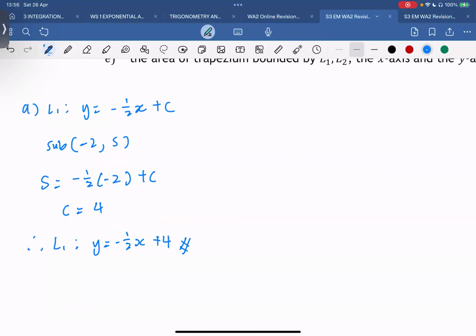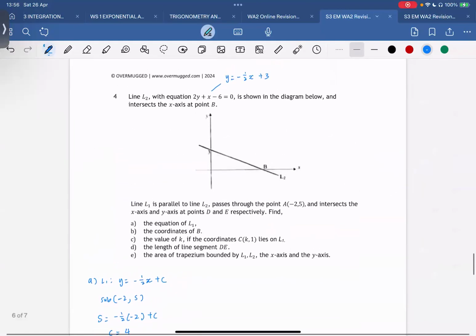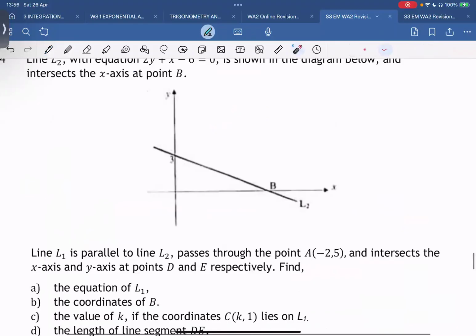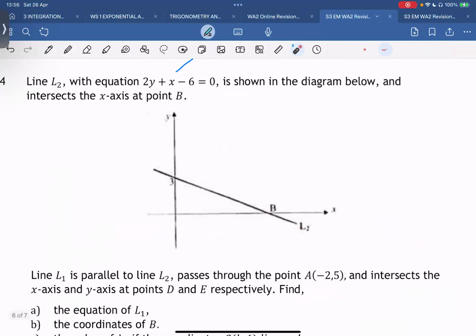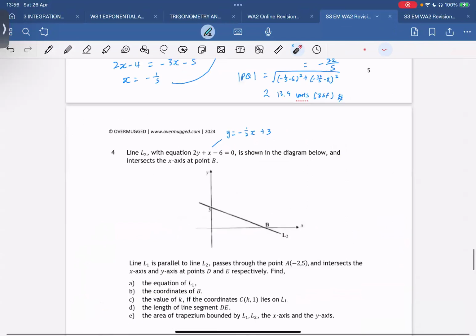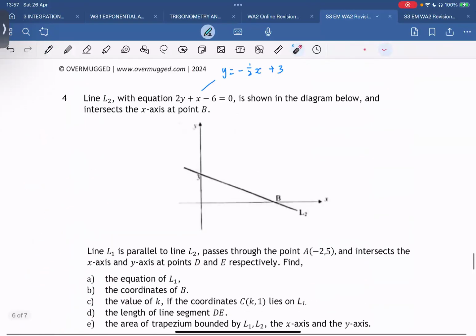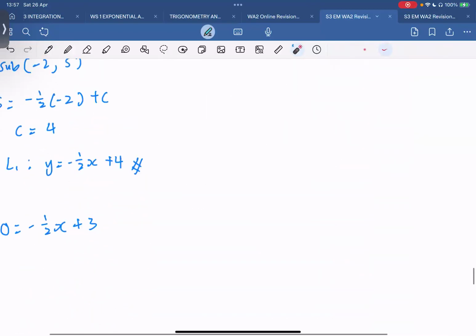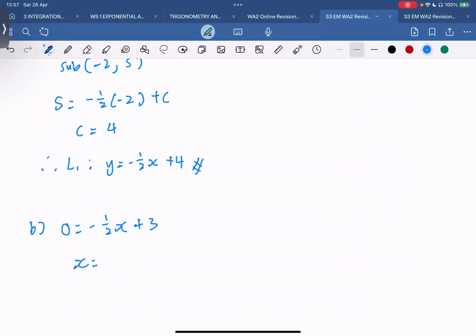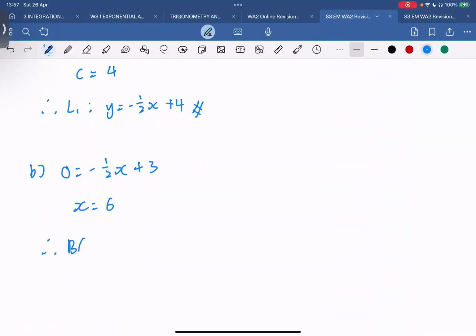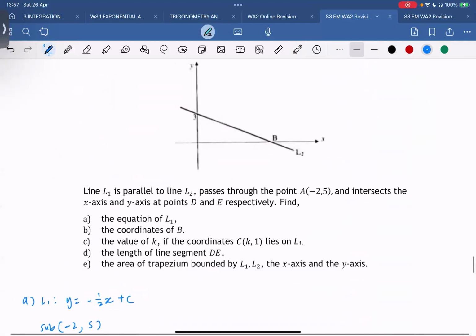Next is coordinate of B. Okay, to find the coordinates of B, B is just the x-intercept of line L2. So all we have to do is to let y be 0. Okay, so for part B, let y be 0. So 0 equals to negative half x plus 3. Okay, this is the equation of L2. So now solve for x. We will have x as 6. Therefore, coordinates of B will be 6, 0. And let's write it down over here.